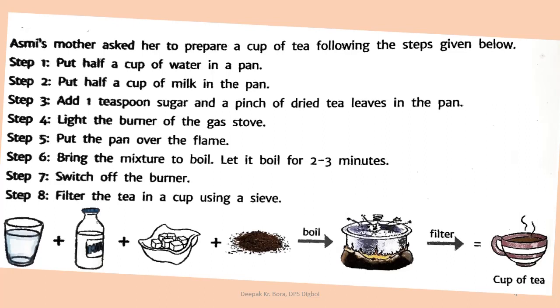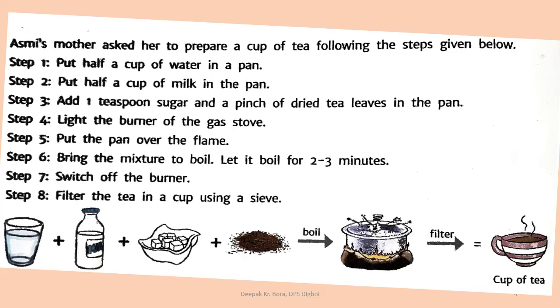Step 7, switch off the burner. Step 8, filter the tea in a cup using a sieve. If anyone can read or understand English, they can easily go through this set of steps and can prepare a cup of tea even if they don't know how to prepare it. So this is an algorithm, or we can say that this is an example of an algorithm.